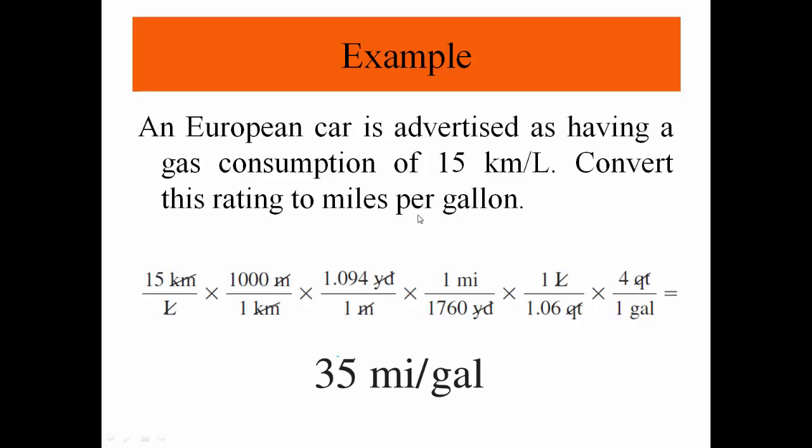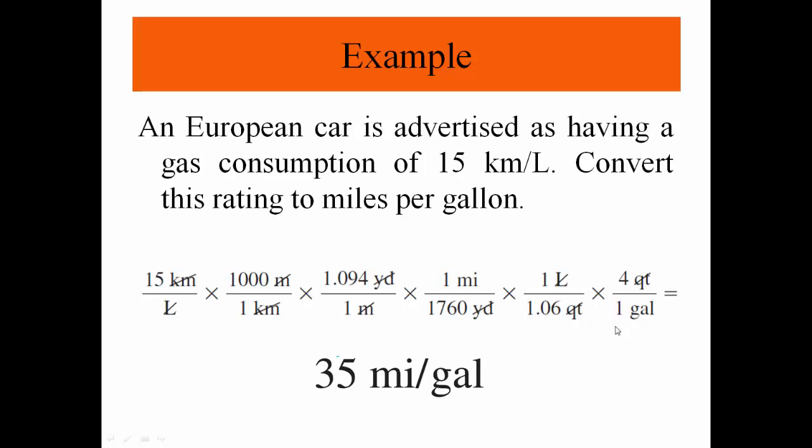Here liter, we need to convert it to gallon too. So we can say 1 liter is equivalent to 1.06 quart, and 4 quart is equivalent to 1 gallon. So this kilometer by kilometer, meter and meter, yard and yard, they cancel each other. This liter and this liter cancel each other. Quart and quart cancel each other. What remains is mile per gallon. So 35 mile per gallon.